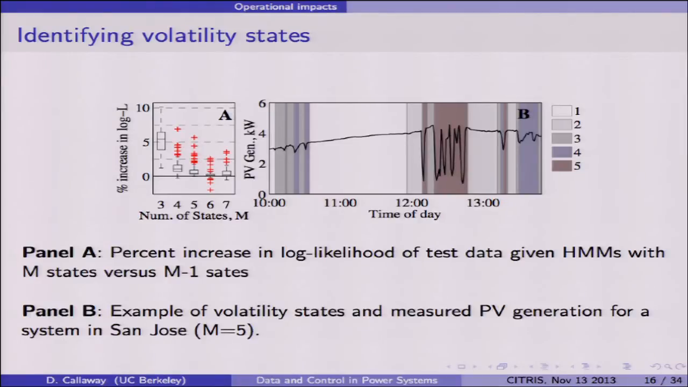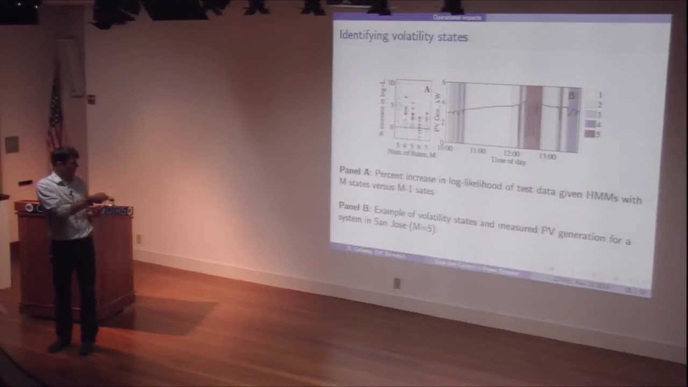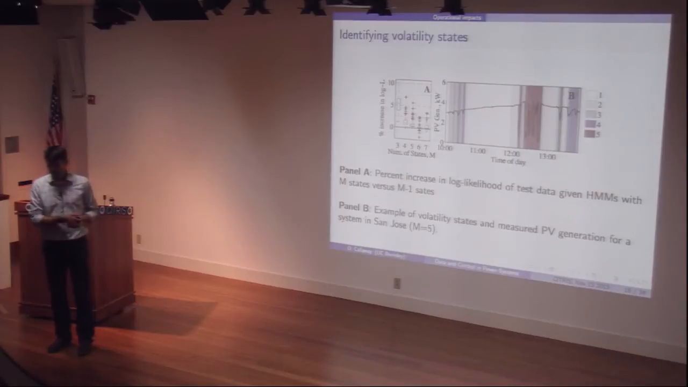6, 7? If you look at the log likelihood of the model, what we're plotting on the y-axis is the percent increase in the log likelihood from going from, for example, a 2-state model to a 3-state model. So this is the improvement that we got by choosing a 3-state model over a 2-state model. This is the improvement we got by choosing a 4, by choosing a 5, and then this is the improvement we got by choosing a 6-state model.